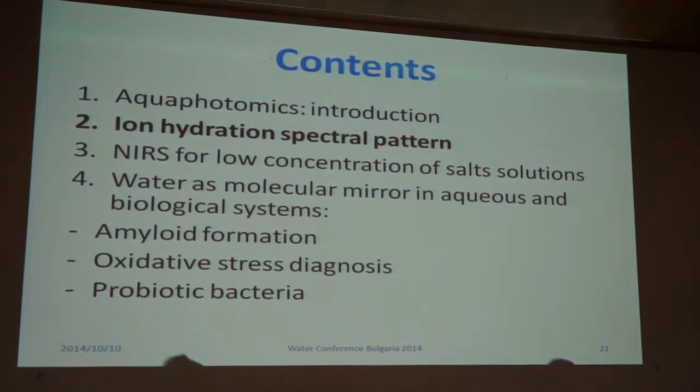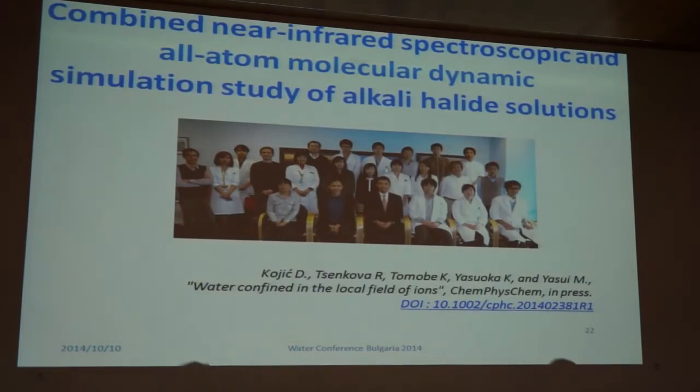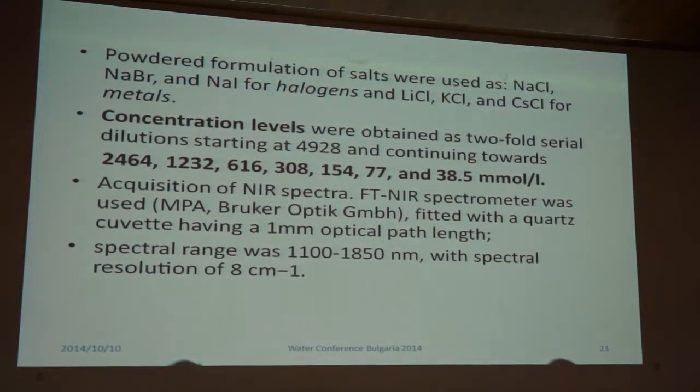Now, ion hydration, our paper got accepted after 1 year of rejection, so I'm very happy to tell you about this. This is a work together with Keio University in Tokyo, and this is about ion hydration. Why did it get rejected so many times, for 1 year? Because people think that they know everything about hydration, about ion hydration. They just didn't want to look at the paper. The point is that we started with very low concentration. This is the range. And we tried these halogens and metals.